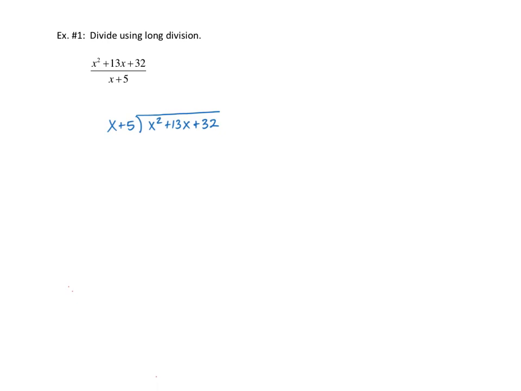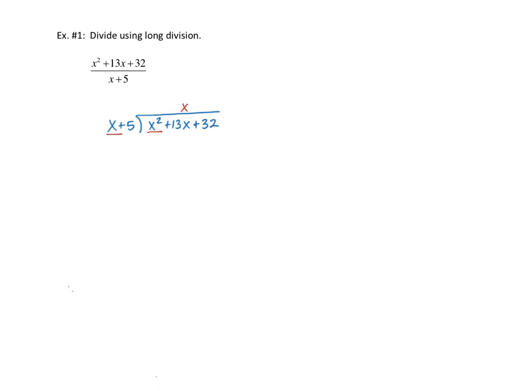So when we start with the division step, we're going to use just the leading terms from each one of these polynomials. So if you think about dividing x squared by x, or x to the first, one of the x's would cancel and we'd be left with just an x. So that was the divide step.